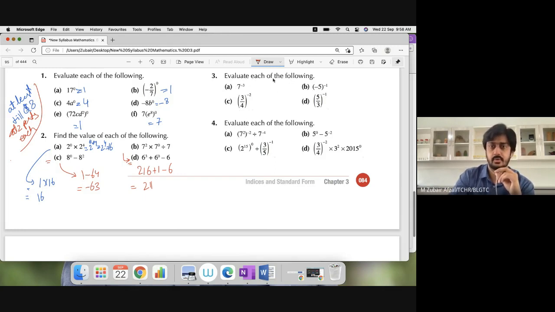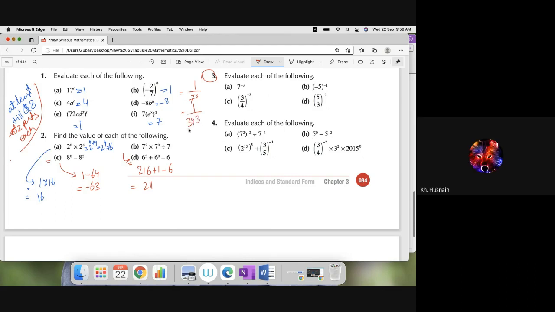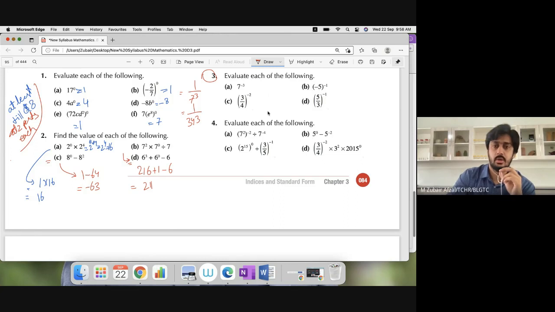Evaluate each of the following. Now you can see the powers are negative. May I write 1 over 7 cube, because the power was negative, and then 7 times 7 is 49, 49 times 7 is 343. How will you handle C part?